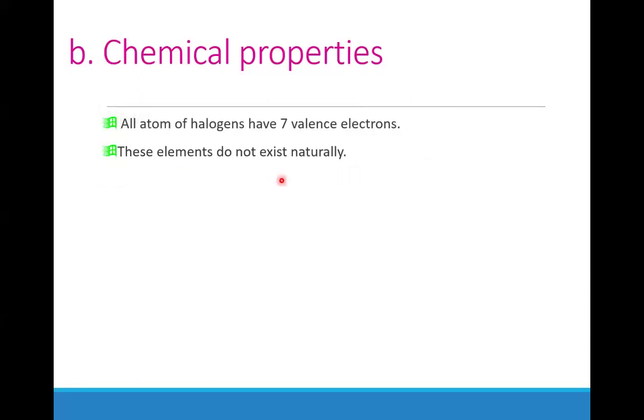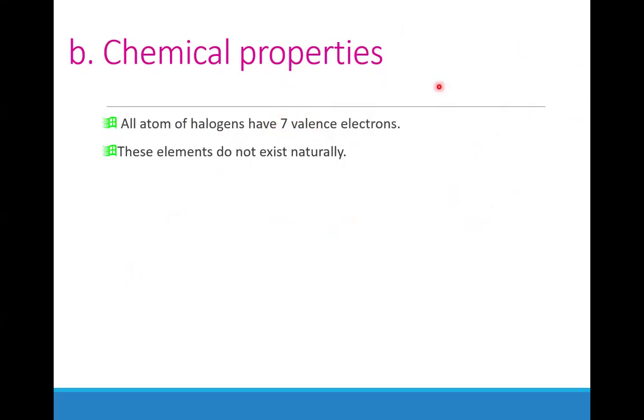Let's go over the chemical properties of group 7 elements. So all atoms of halogens have 7 electrons. The elements do not exist naturally, right? So basically they'll all exist in the diatomic state. They have 7 valence electrons because they are part of group 7, so the outermost shell will contain 7 valence electrons. So they have a deficit of 1 electron, right? And it's easier for them to gain 1 electron.